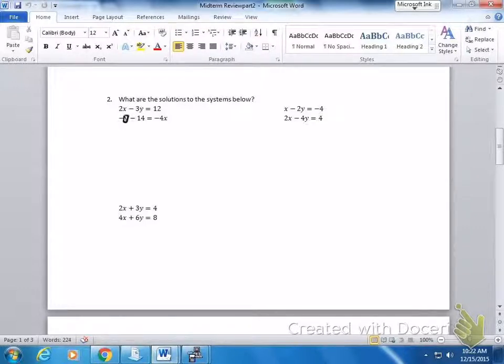I'm going to solve for y here, because if I do, I can get a y by itself and I won't have any fractions. So I'm going to add 14 to both sides. Now I have negative y equals negative 4x plus 14. Remember, numbers and x's cannot combine with addition. Now I can't have negative y, so divide each side by negative 1. And I get y equals 4x minus 14.